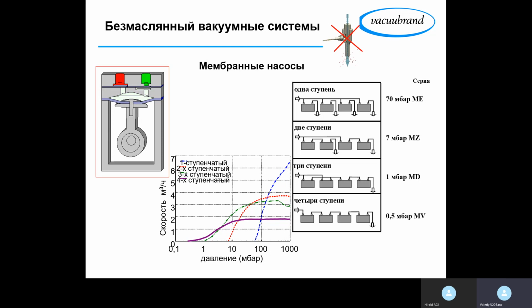So for example, if you have a system with a leak rate of, let's say, 0.1 cubic meter per hour, then it will never reach a vacuum of, for example with this four-stage pump, 0.5 millibar. Why? Because it has zero performance at 0.5 millibar. Is that clear? Oh, I'm sorry, I didn't get it. Okay, let me explain it once again.